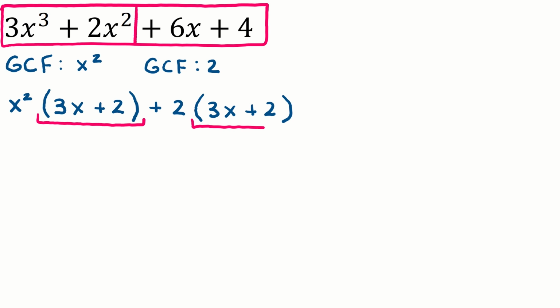We have 3x plus 2 in both of these, which means we can common factor out the 3x plus 2. When we do that, what we're left with is everything that's left. From our first term, we're left with an x squared. From our second term, we're left with a 2. So that is completely factored. Let's look at one more example of this.